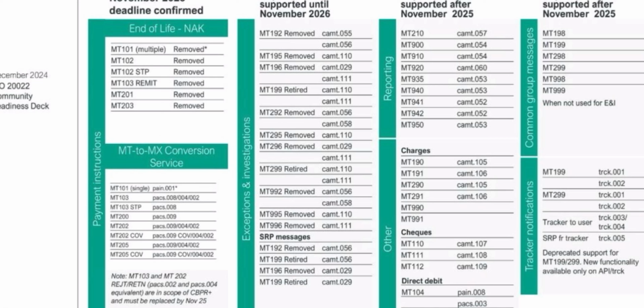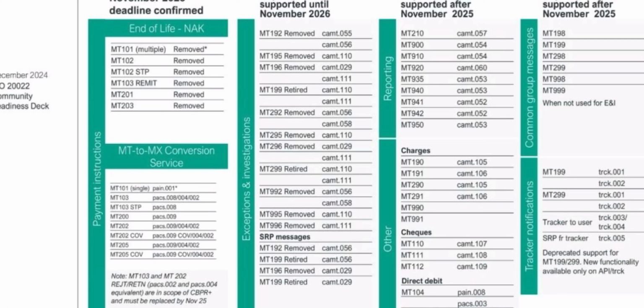messages. In this slide which I am showing you, it is official website information that has been disclosed by SWIFT, informing that only these messages are going to be legacy now. So let's deep dive into it and understand what's happening around.